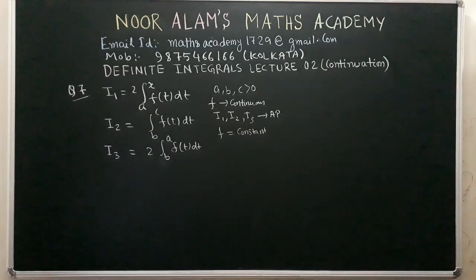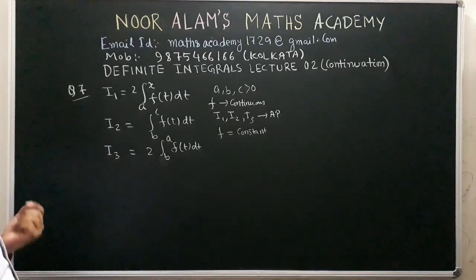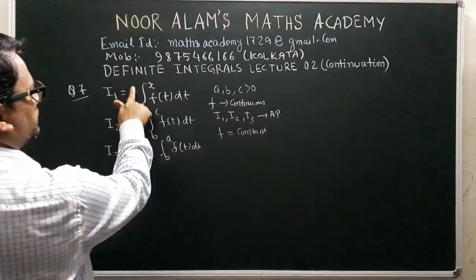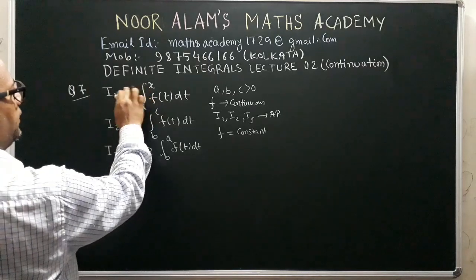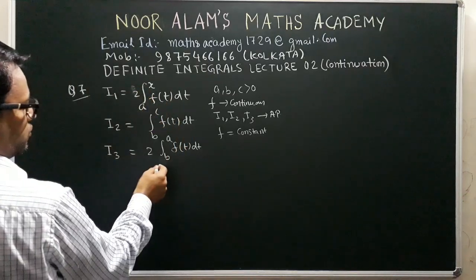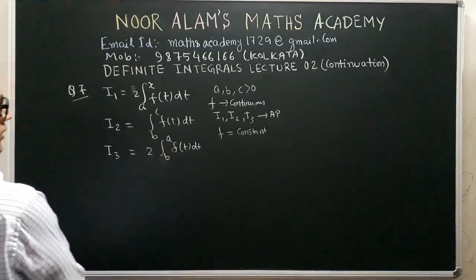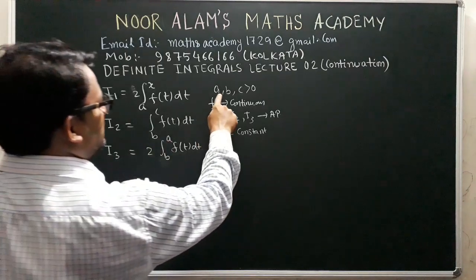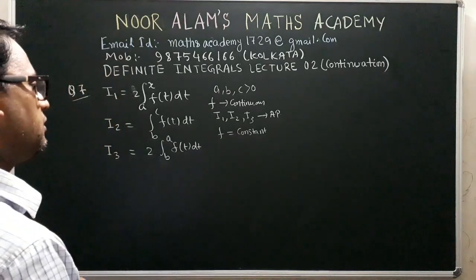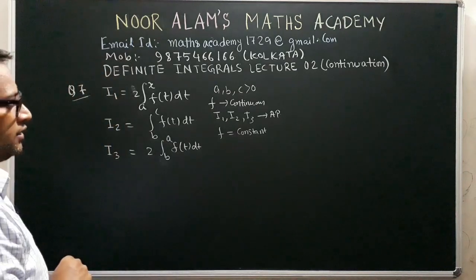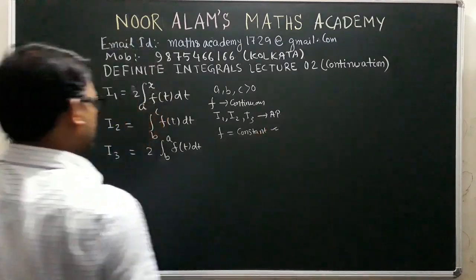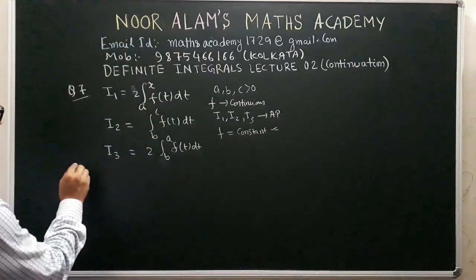First, understand the question. I1, I2, I3 are given. I1 is 2 times the integral from a to x of f(t) dt. I2 is the integral from b to c of f(t) dt. I3 is 2 times the integral from b to a of f(t) dt. Here a, b, c are positive real numbers, f is a continuous function, and I1, I2, I3 are in AP. We have to prove that f is a constant function.